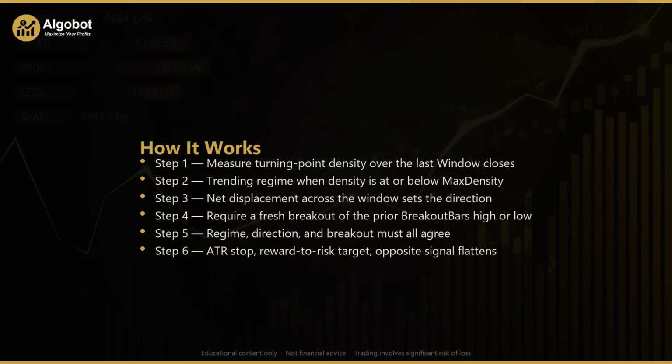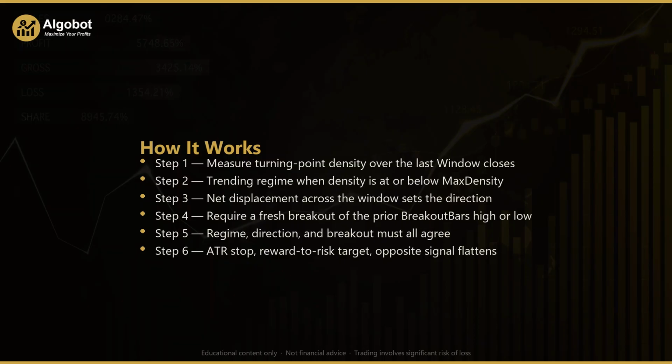Step 2 is the regime filter. The strategy compares the density to a threshold called MaxDensity, which defaults to 0.45. Remember, a pure random walk sits near 0.667, so a threshold below that demands a genuinely smooth, low reversal tape. If the density is at or below the threshold, the market is classed as trending. If it's above, the strategy simply stands aside.